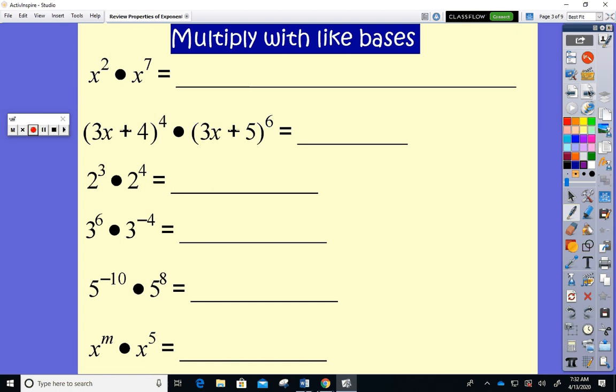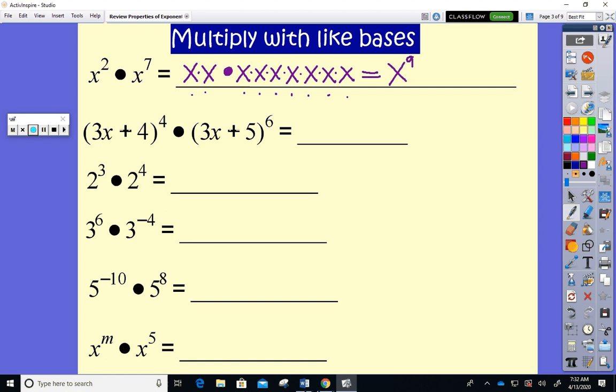Now, on this first problem, when we start to multiply, this is if our bases are identical. All right, x squared, remember, means x times x. And then you've got times x to the seventh, which means x times x times x times x, 5, 6, 7. Well, if you count those, 1, 2, 3, 4, 5, 6, 7, 8, 9. Oh, well, if I multiply x by itself 9 times, that's x to the ninth.